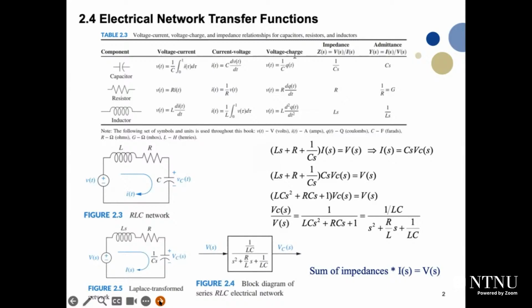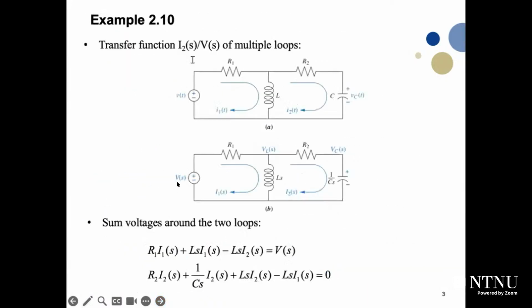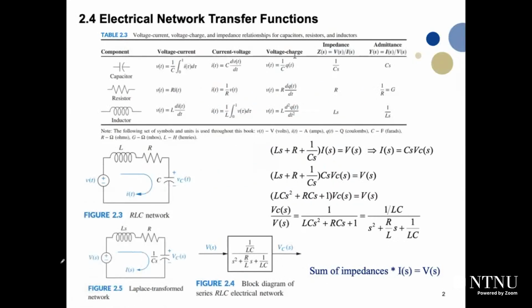We have this table in section 2.4 in the book. We have our LC circuit, and our LC circuit consists of an inductance connected with a resistance, and we have here a capacitor. You also have this table, which represents the relationship between voltage, current, voltage, charge, and impedance relationships for capacitors, resistors, and inductors. The capacitors, resistors, and inductors are the main components of our LC network.